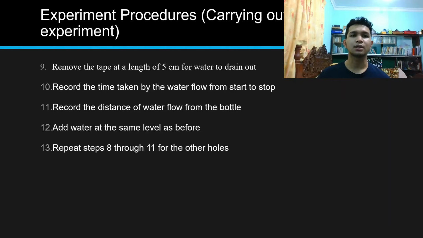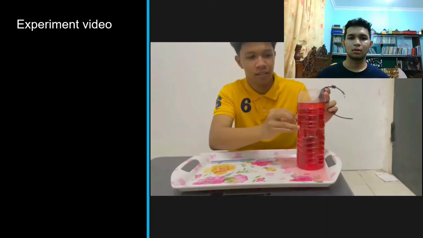The 9th step is we remove the tape at the 5 cm hole for the water to drain out. Next, we record the time taken by the water flow from start to stop. The 11th step is to record the distance of the water flow from the bottle. The 12th step is we add water to the same level as before. And the final step is we repeat steps 8 through 11 for the other holes. After that, this is how we conduct our experiment.